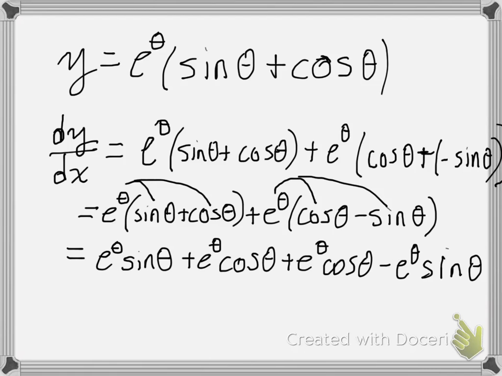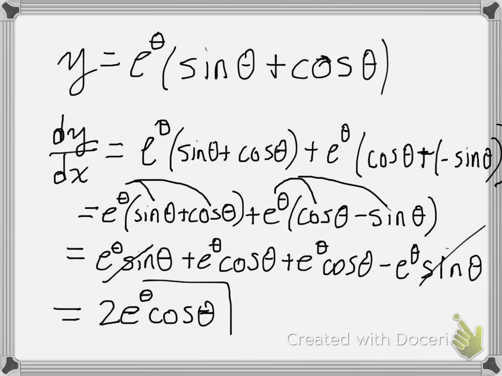And let's look at it. Do we have any like terms? You always want to try to simplify on these types of problems. And I notice here that I have an e to the theta sine theta and also a minus e to the theta sine theta. So what does that mean? They're going to go away. All right. So then we have this e to the theta cosine theta plus another e to the theta cosine theta. That's going to give us two of those. So we're going to end up having 2 e to the theta cosine theta. And that's it. That's our answer for number 2.